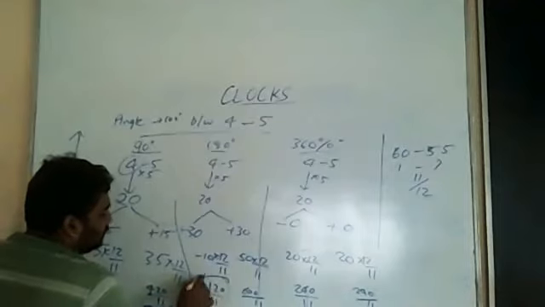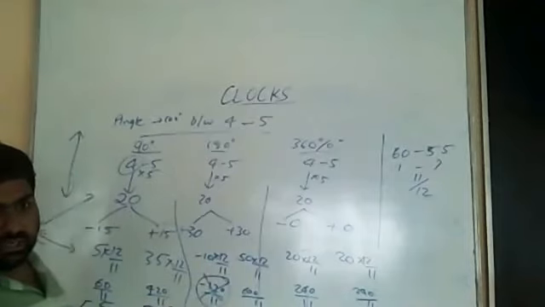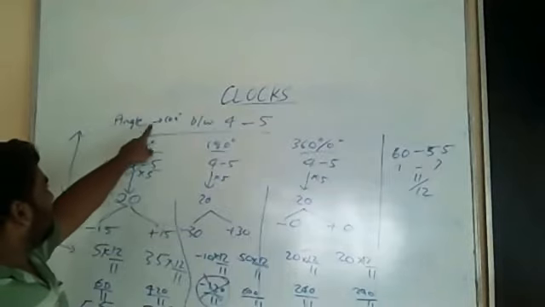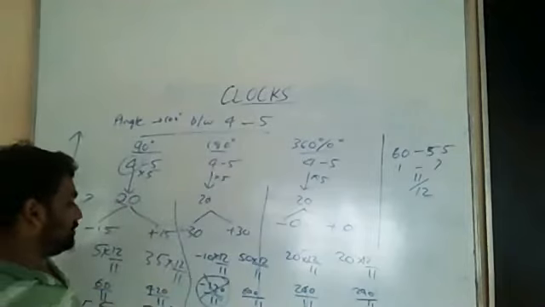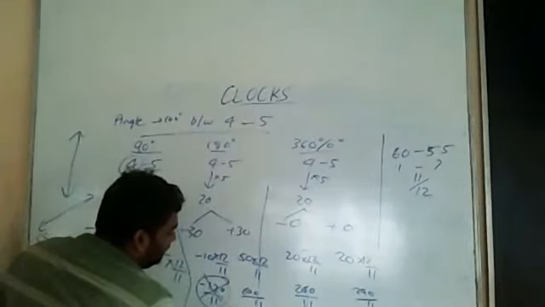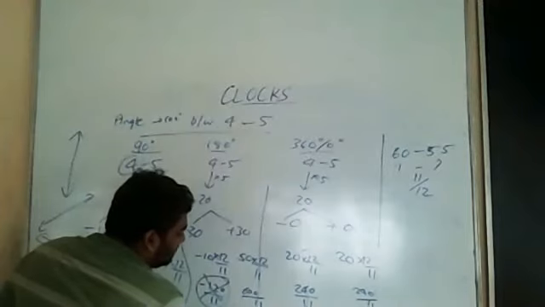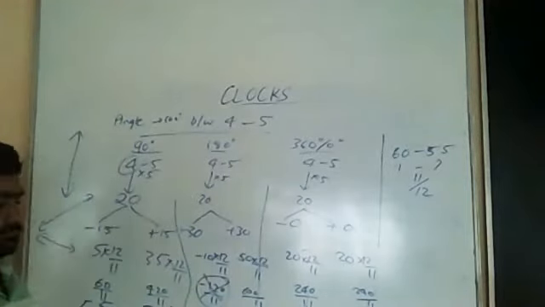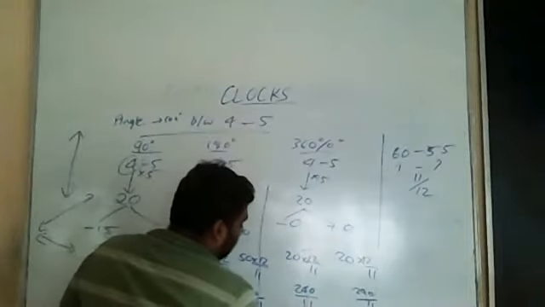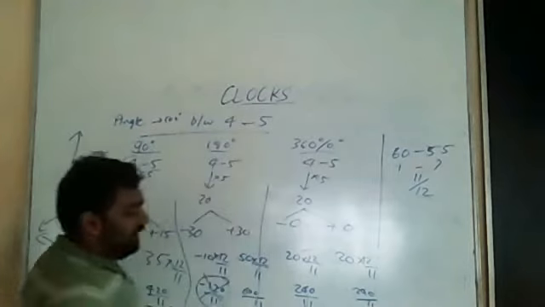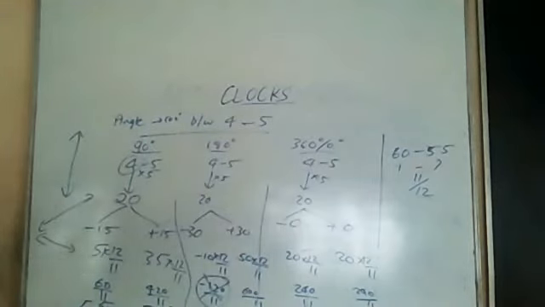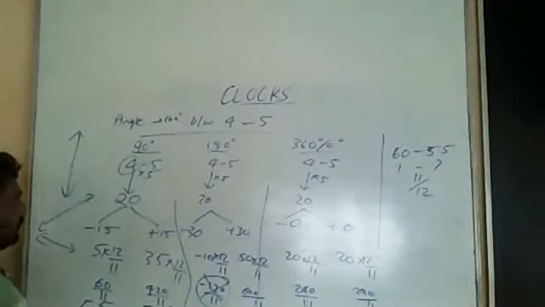This is negative, so this is not possible. Yes or no? Negative time cannot happen, right? We are talking about time. The angle is given, we are talking about time. Correct? So negative time is not possible. 600 by 11 will give me 54 6 by 11. Similarly, 240 by 11 will give me 21 9 by 11. Yes or no? Yes, sir.